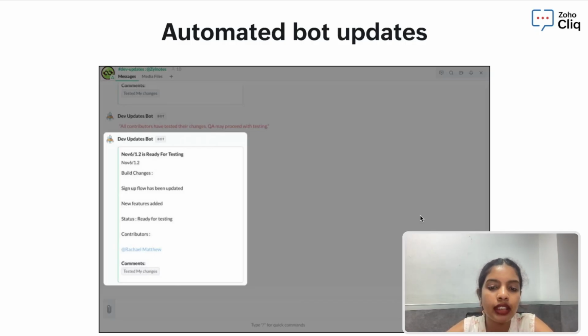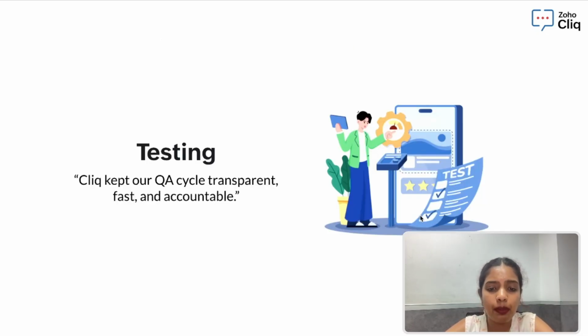It's all about making the handoffs invisible and keeping the momentum alive through every stage. Once development wraps up, we move straight into testing, and this is where things can get a bit chaotic or messy if communication isn't tight. But with Cliq, we've been able to keep our QA cycle very transparent, fast, and super accountable.